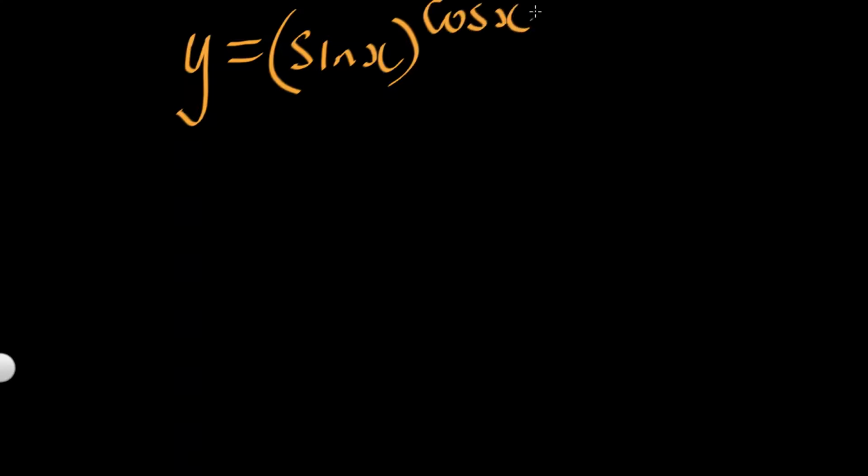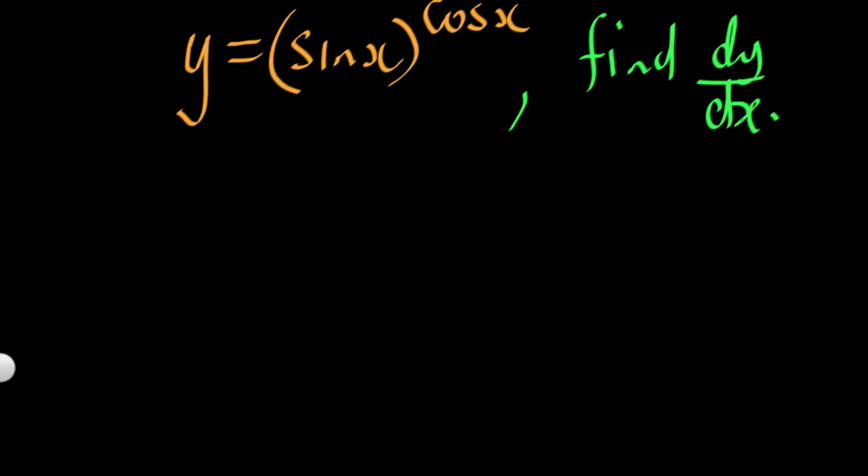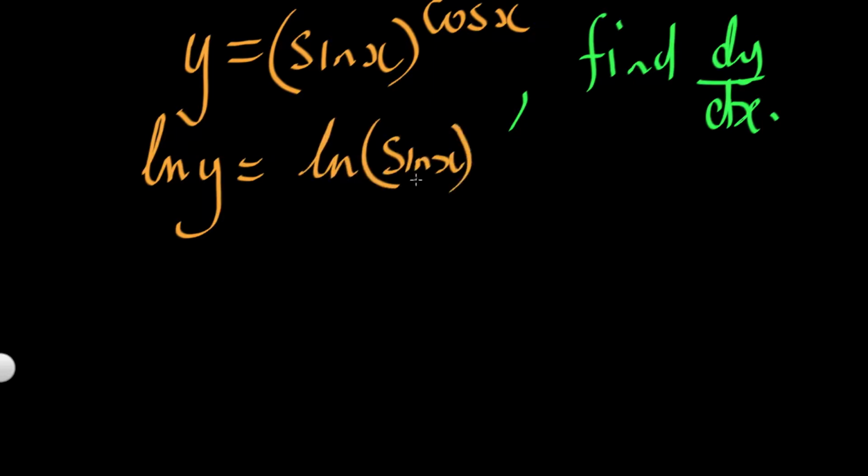In this case, we have y equals sine x to the power of cosine of x. The question is find dy dx. This is an exponential function once again. The power there is a function of x. So we have to rely on logarithmic differentiation to take down this cos x. So if we take logs both sides, we have ln of y being equal to the ln of sine x to the power of cos x. Let me wrap this part here.